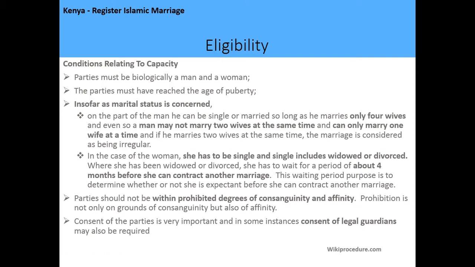In the case of a woman, she has to be single, and single includes widowed or divorced. Where she has been widowed or divorced, she has to wait for a period of 4 months before she can contract into another marriage. This waiting period is usually for the purpose of determining whether or not she's expectant before she can contract into another marriage.